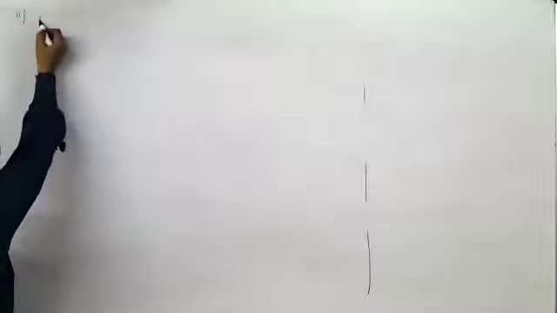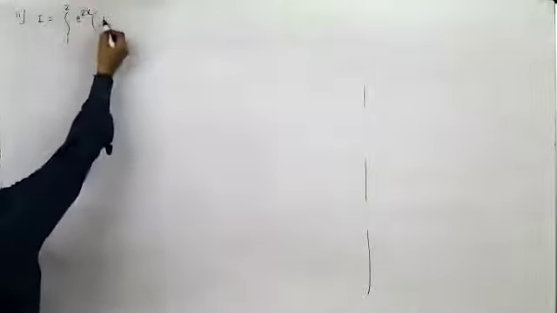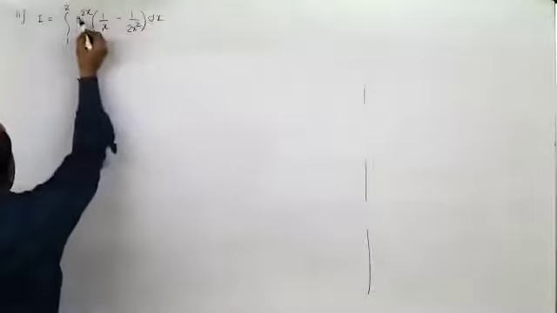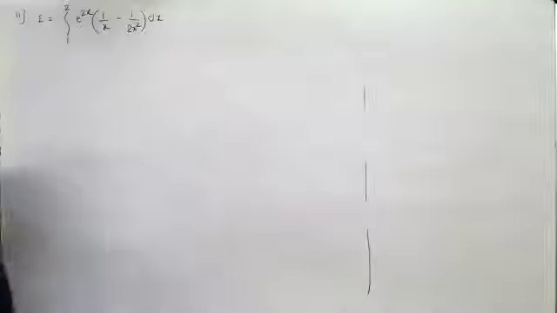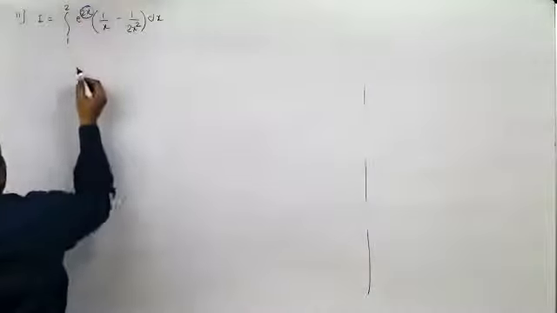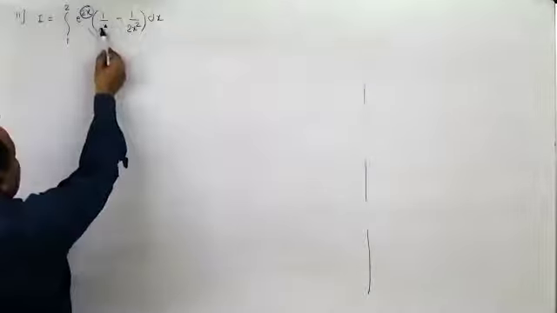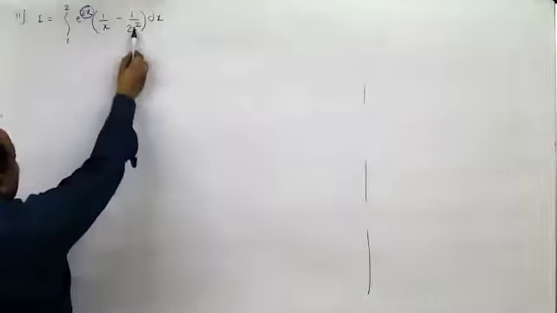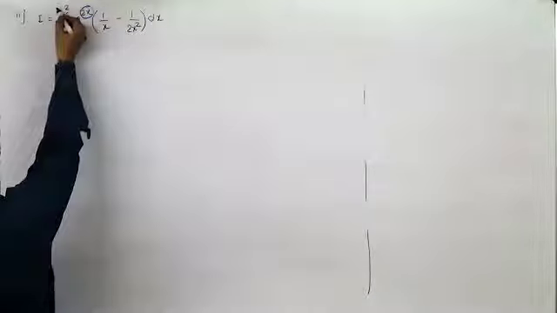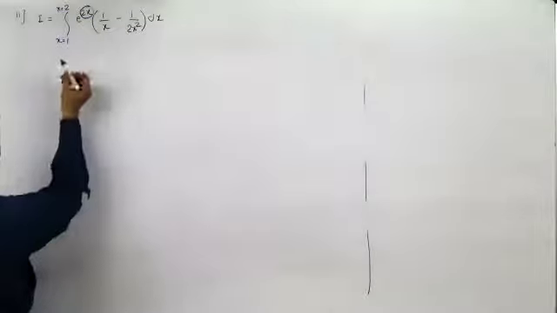The second one is the integral from 1 to 2 of e raised to 2x times (1 by x minus 1 by 2x square) dx. Now, whenever I see e raised to some term other than x, I would prefer taking that term as t. Remember, this should be of the form e raised to some function, and this should be its derivative. Now, this is dx, so the limit would be in terms of x. First, I'll substitute 2x as t.